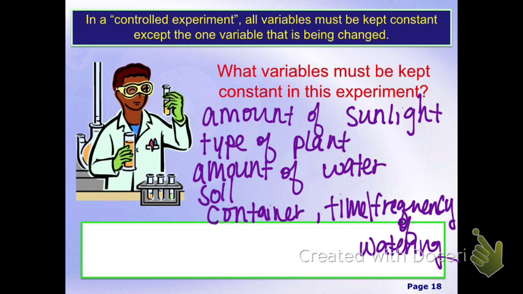Let's see, what else? How about the location? Right, that kind of falls under the sunlight, but we've got to keep our location the same. We can't grow some in the greenhouse and some outside the greenhouse, right? That's a huge change in the environment of those plants. So we've got to make sure that the location of those groups remains the same. Okay. Any other things we can think of here that need to be on our constants list? Okay, I think we got pretty much everything there.